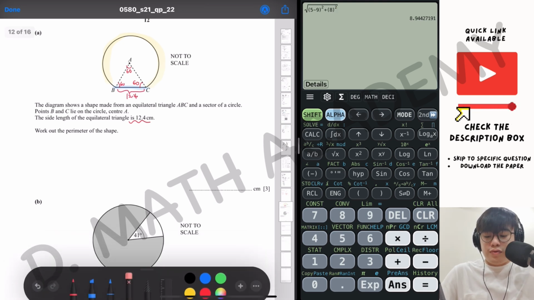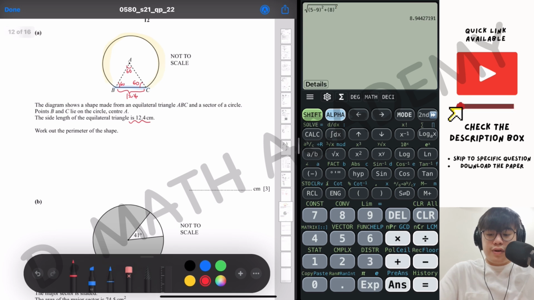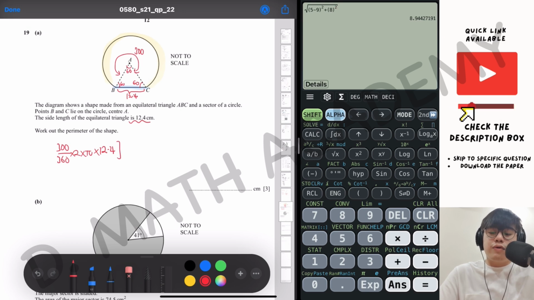We will have to do this part over here. The major sector is actually 300 degrees. So let's work out the solution here. 300 over 360 times 2 times pi times 12.4. This will get us the arc length, and then add it with 12.4. You will get your final answer.